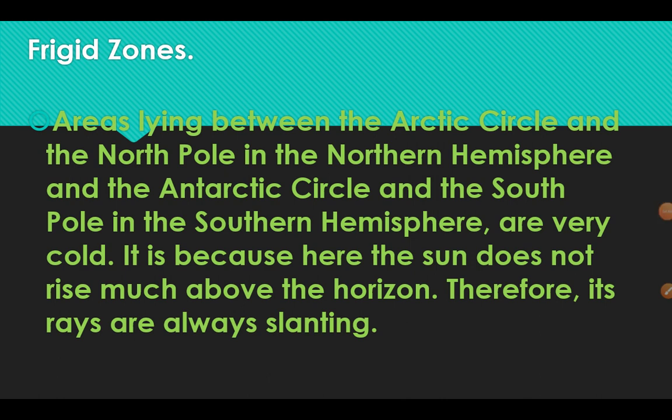These two zones are known as the North Pole and South Pole. The area lying between the Arctic Circle and the North Pole in the Northern Hemisphere, and the Antarctic Circle and the South Pole in the Southern Hemisphere, are very cold. It is because here the sun does not rise much above the horizon. Therefore its rays are always slanting.